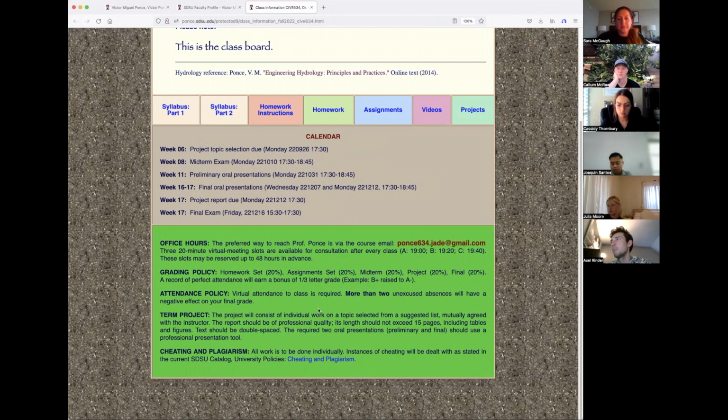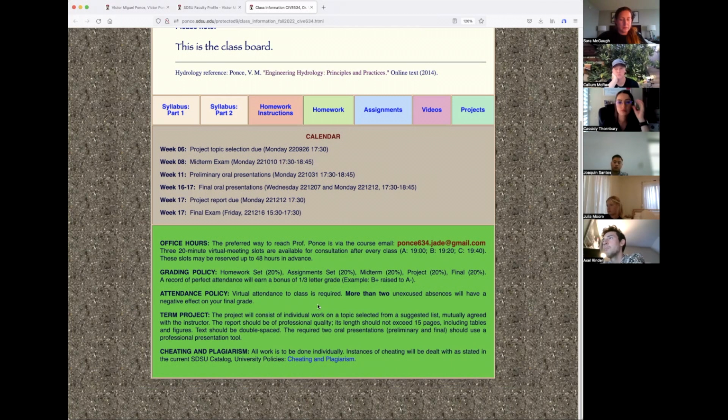Term project. The project will consist of individual work on a topic selected from a suggested list. We'll go over the list later. Mutually agreed. So you will choose and I will agree. The report should be of professional quality. Its length should not exceed 15 pages.